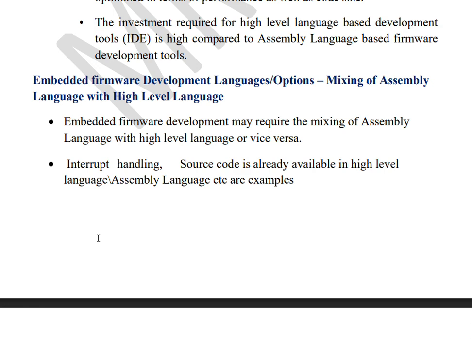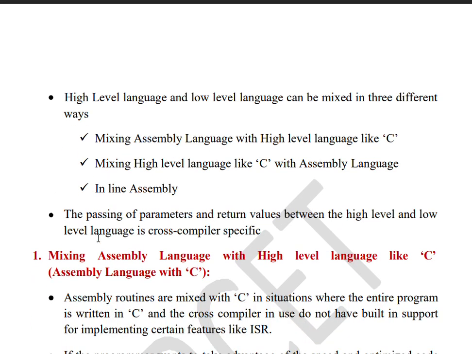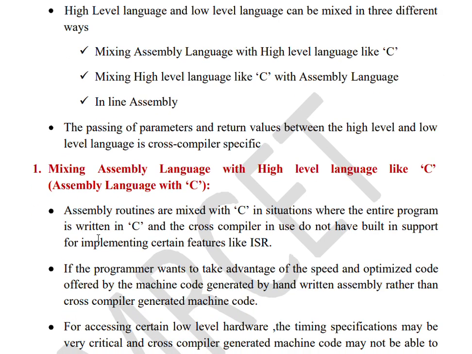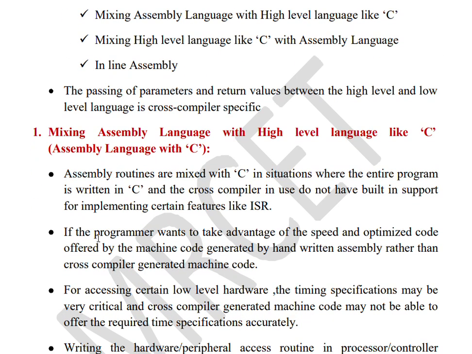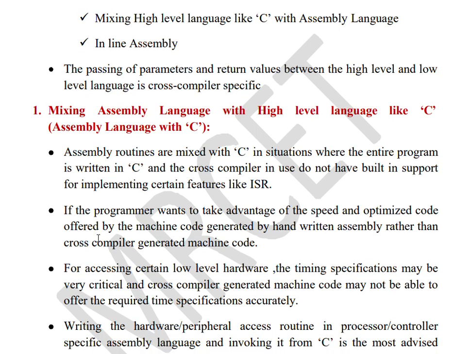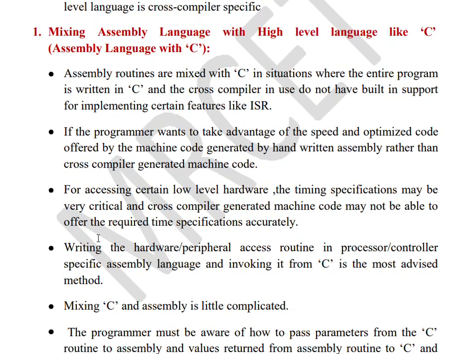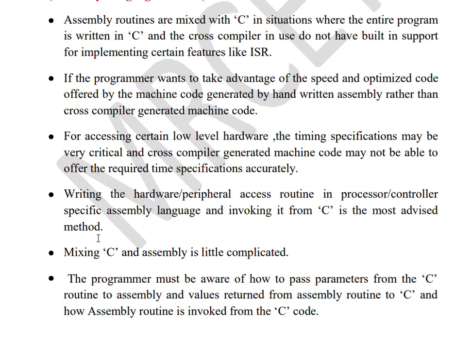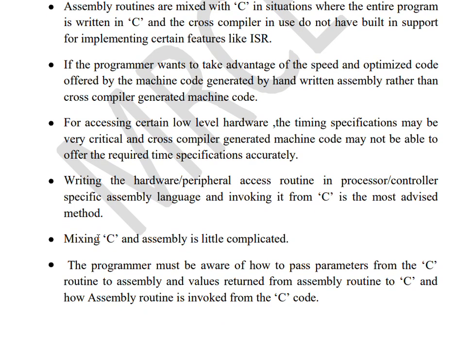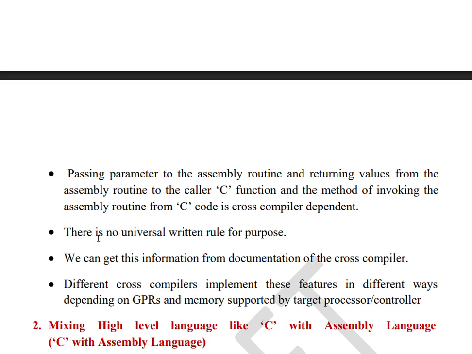And next one is mixing of assembly language with a high-level language like C or C++. If the programmer wants to take advantage of speed and optimized code, this process is carried out, writing the hardware or peripheral access routine in the processor or controller. Mixing C and assembly is a little complicated, and there is no universal rule for this purpose, so we can get this information from the documentation of the cross compiler.